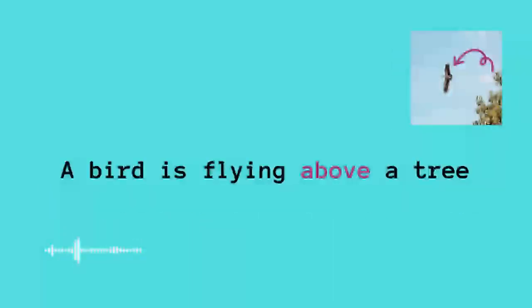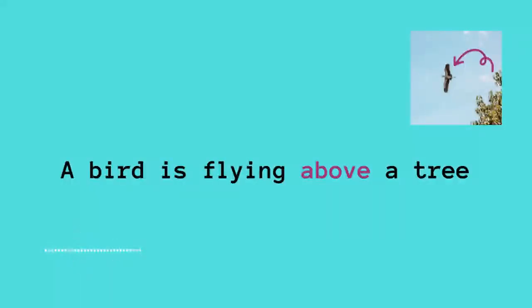Alright, now let's have a look at another example to understand the idea better. A bird is flying above a tree. So if you look at the bird, is the bird touching the tree? No. Where is the bird? Higher than the tree. It's in a higher position than the tree, so in this case we use above. Alright, so this is how we can use above in sentences.